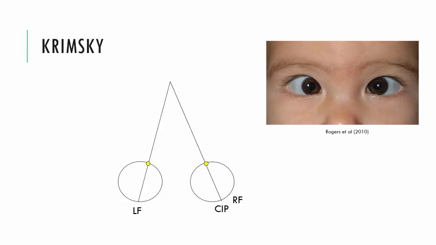Originally, the Krimsky was performed with the prism in front of the deviating eye. However, more commonly now we perform the Krimsky with the prism in front of the sound eye or the fixing eye. So I'll take you through both and I'll start off by talking to you about putting the prism in front of the deviating eye, and then we'll talk about that more common procedure of putting it in front of the fixing eye.